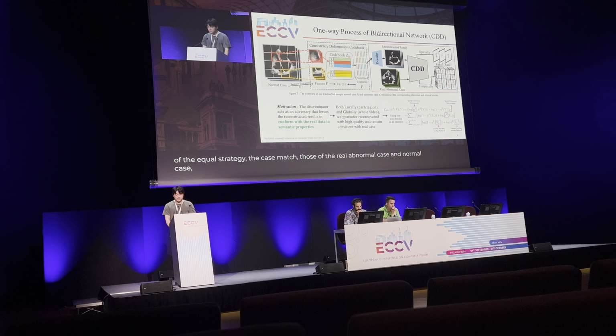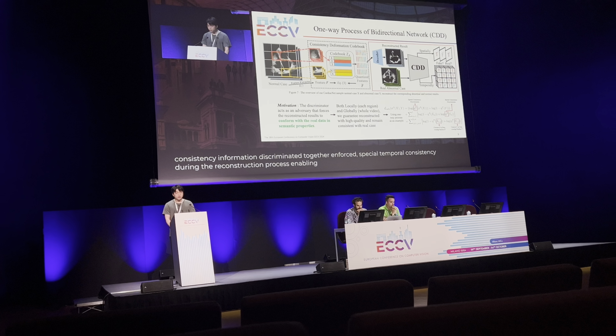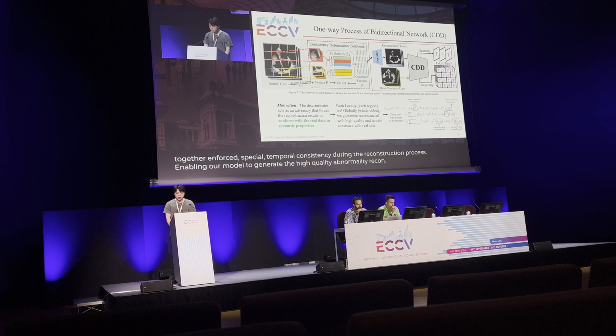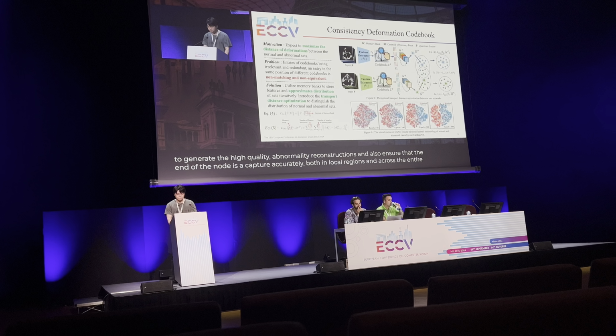The consistency deformation codebook and consistency deformation discriminator together enforce spatial-temporal consistency during the reconstruction process, enabling our model to generate high quality abnormality reconstructions, and also ensure that the abnormalities are captured accurately, both in local regions and across the entire video.